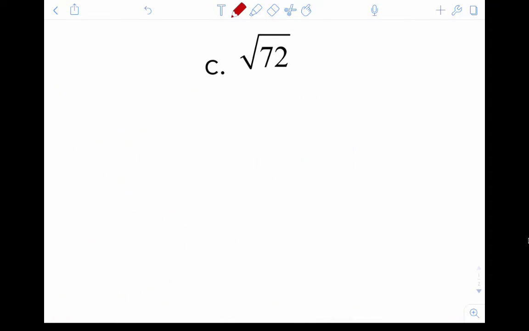Go ahead and pause this video and work this next problem out on your own. Once you have it worked out, play the video and I will work through it.